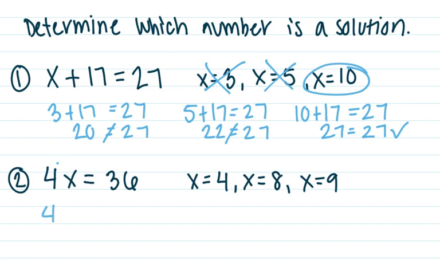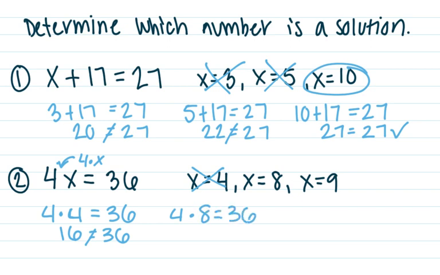So this is multiplication. Remember, this is 4 times x. So 4 times 4 equals 36. 4 times 4 is 16. Does 16 equal 36? No, it does not. All right, 4 times 8 equals 36. 4 times 8 is 32. Does 32 equal 36? No, it does not.